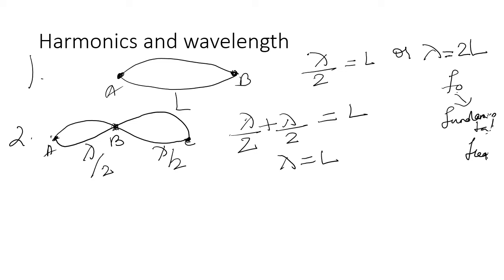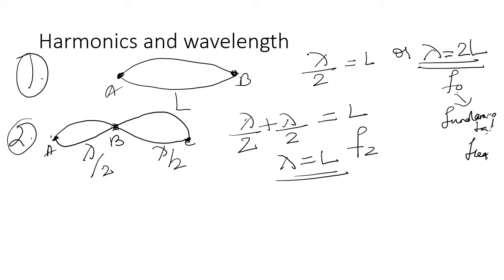So this one is the second harmonic. In the second harmonic, the wavelength of the wave is the same as the length of the string. In the first harmonic, the wavelength is double the length of the string. And what will happen to the frequency is, if the fundamental frequency is F0, and we call this F2 because this is the second harmonic, we can say F2 will be equal to 2 times F0. Okay, 2 times.